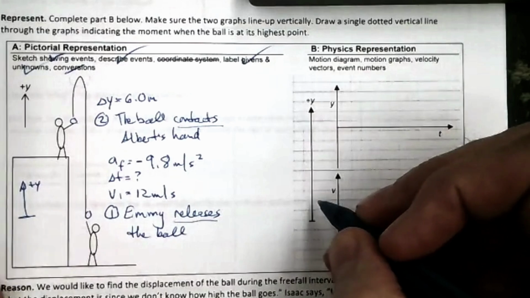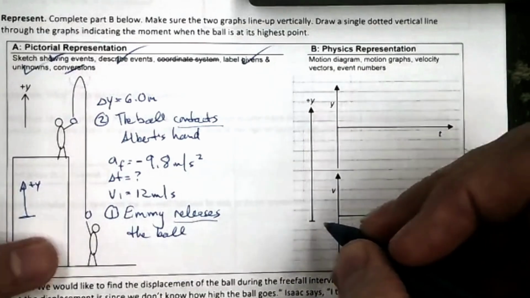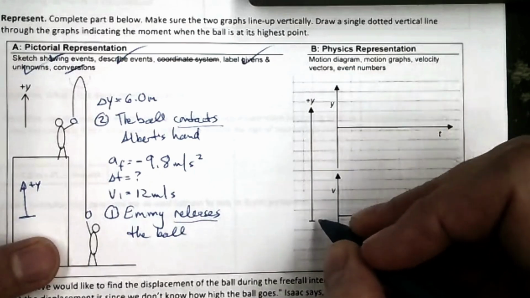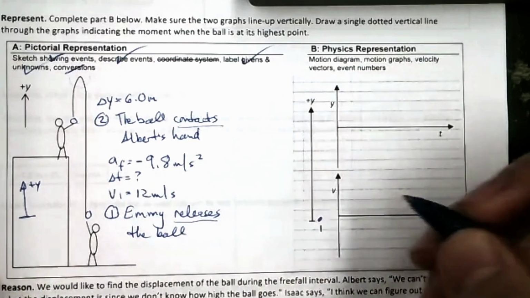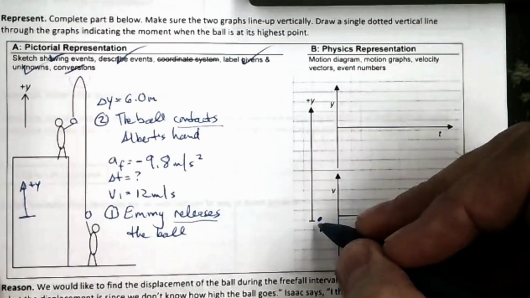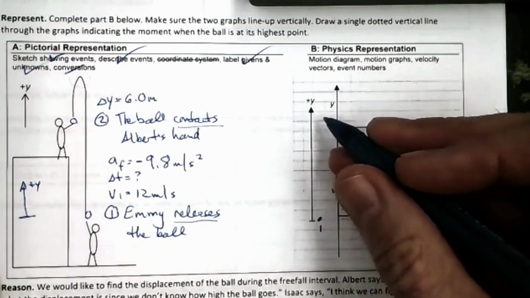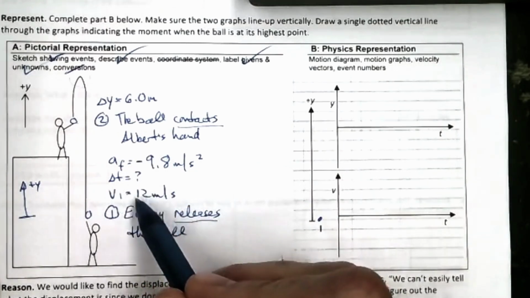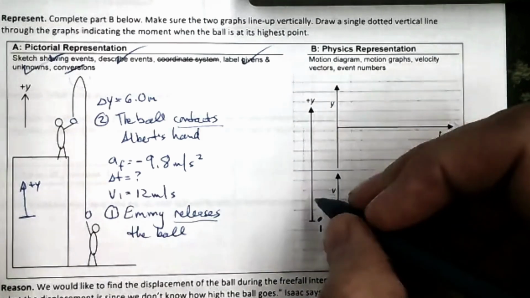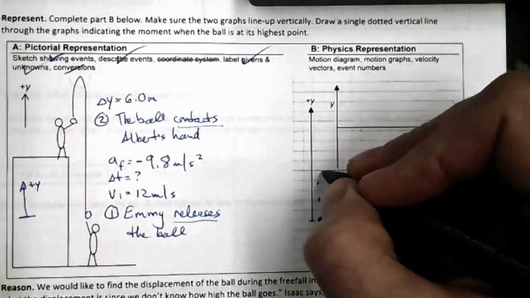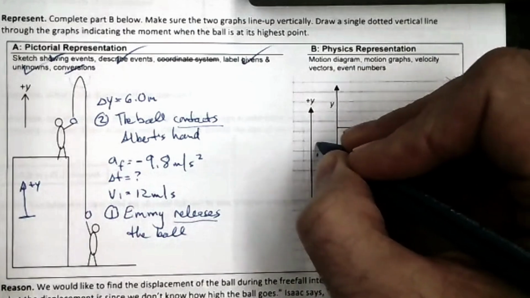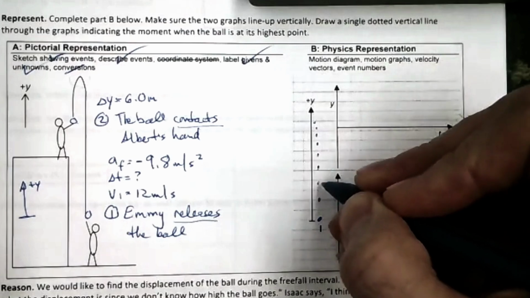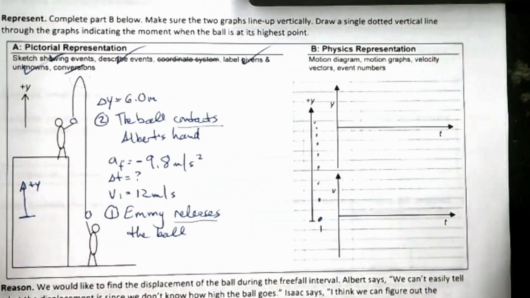At event 1, the ball is at the origin, and it leaves contact with Emmy's hand. At this moment in time, it's moving quickly. So there's event 1, and because it's moving quickly, it starts off with large spaces between the dots. Because the acceleration is in the negative direction and its velocity is in the positive direction, the ball is slowing down. And so the spacing between the dots is going to get smaller. Whenever you draw your motion diagrams with acceleration, make sure each interval is clearly smaller.